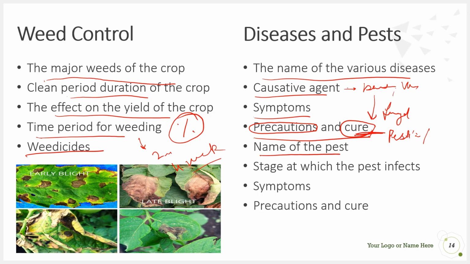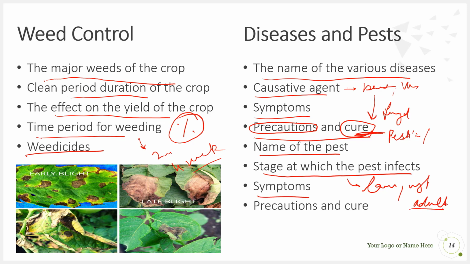Next one, name of the pest. If it is a pest infestation, the stage at which the pest infects. Stage means it infects the plant at the larva stage or nymph stage or in the form of an adult.